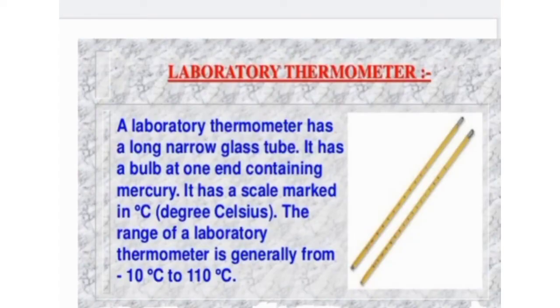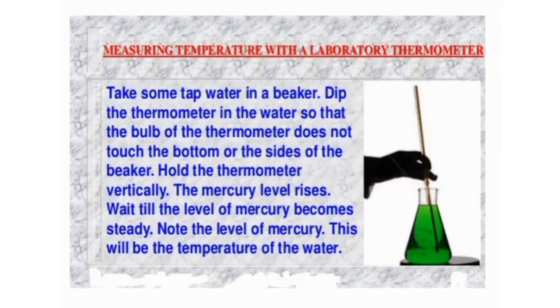This is the laboratory thermometer. It has a long narrow glass tube. It has a bulb at one end containing mercury. It has a scale marked in degrees Celsius. The range of a laboratory thermometer is generally from minus 10 degrees Celsius to 110 degrees Celsius. It is large in size in comparison to a clinical thermometer. This figure shows how we measure the temperature with the help of the laboratory thermometer. They are generally used in the laboratory.